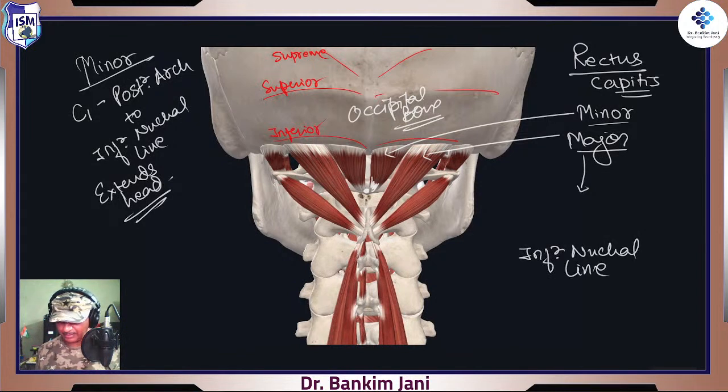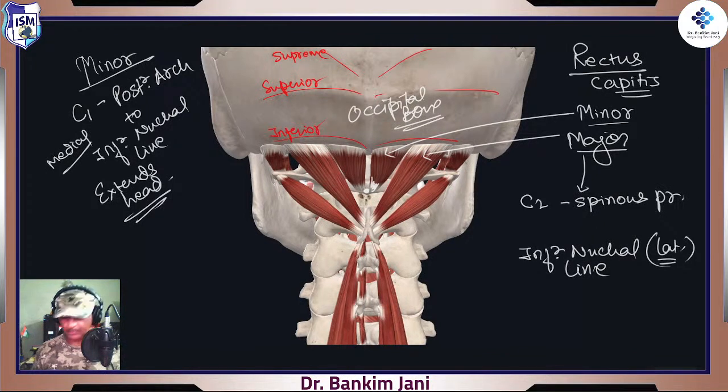And we don't have to even cram that thing. So we can really say inferior nuchal line medial aspect. And this one would be obviously the lateral one. Easy. And this inferior nuchal is going down, right? Where is it going? It is going on C2, right? Next stop is C2. And in C2 centrally, it is the spinous process. So from spinous process to inferior nuchal line lateral aspect, and C1 posterior arch to inferior nuchal line medial aspect is the minor one. So done.